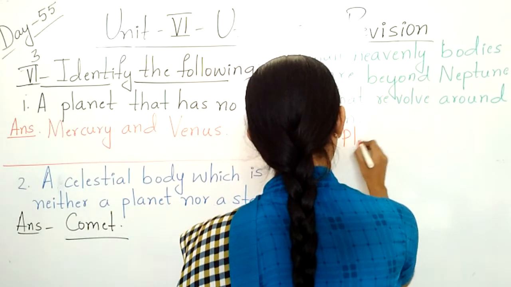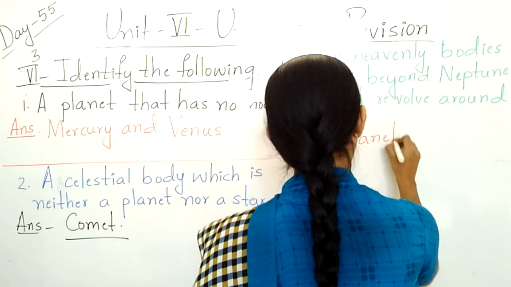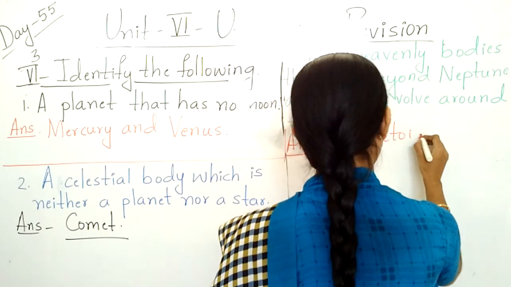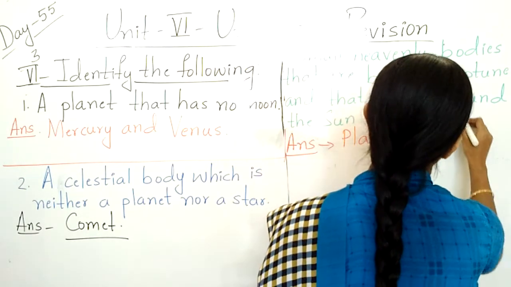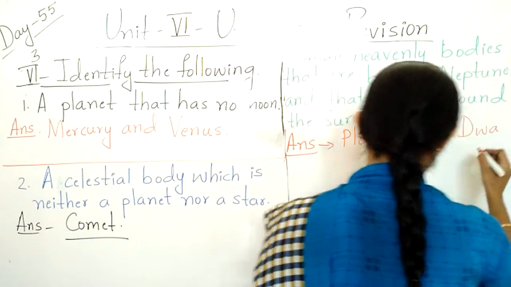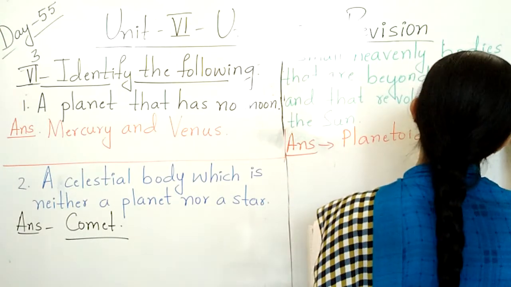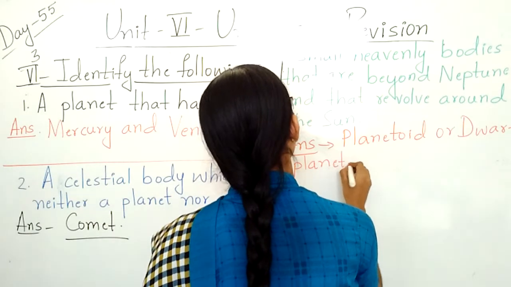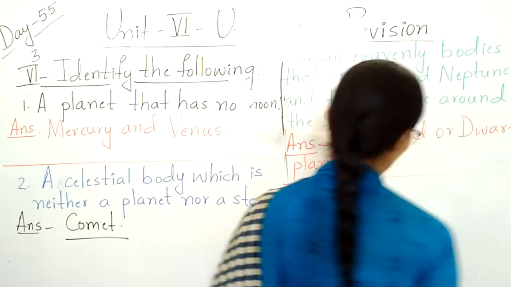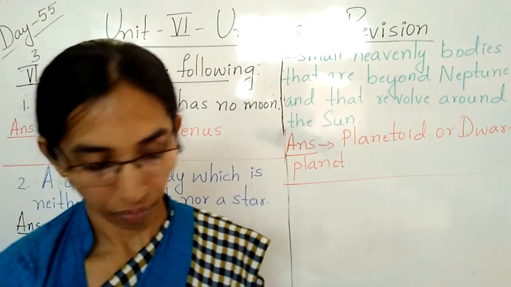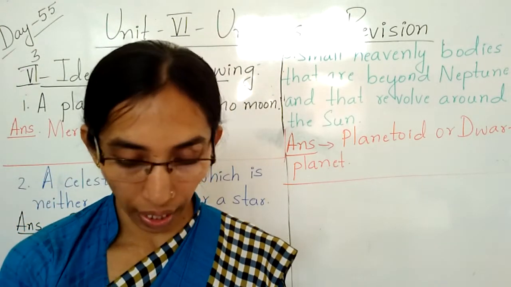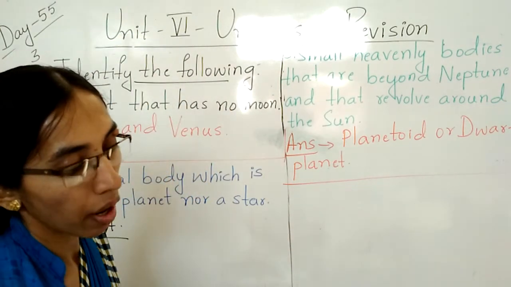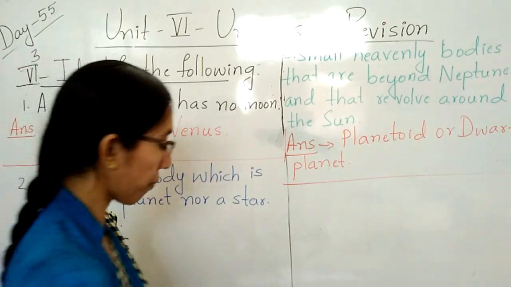Answer is planetoid or dwarf planet. Next one. A heavenly body that is visible from Earth.